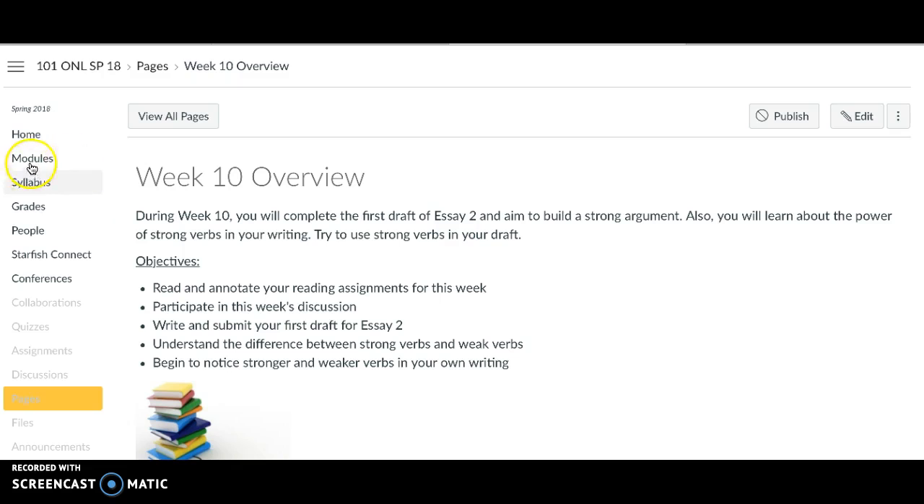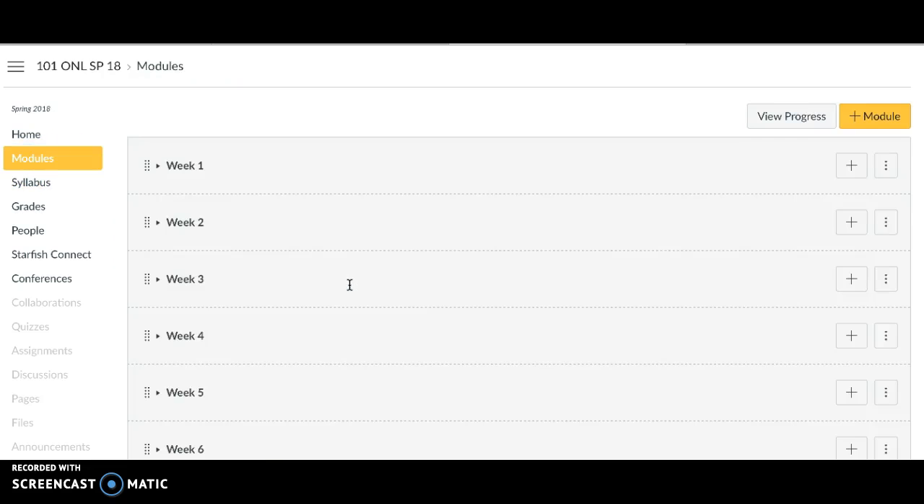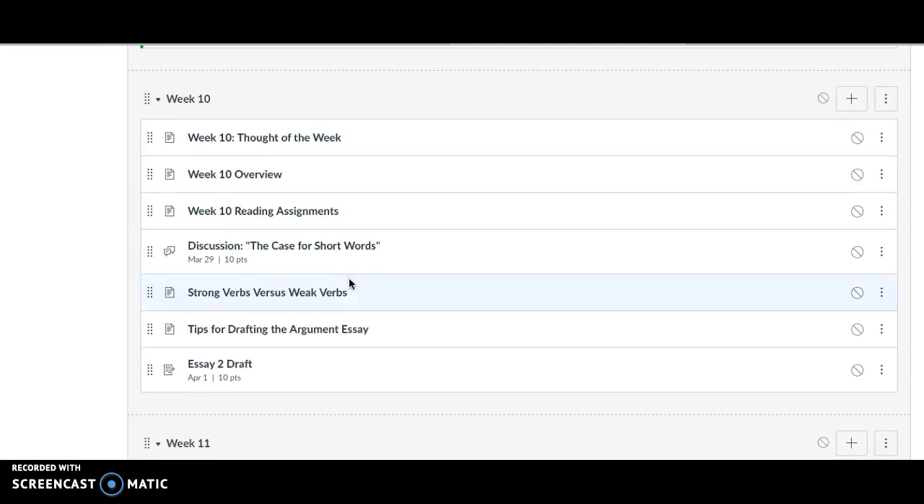All right, let me go back to the modules. So the discussion for this week, we are talking about a reading from the book that is an argument essay and trying to glean as much as we can from that writer's techniques and strategies for argument, finding new ideas and new strategies to use in your own paper.